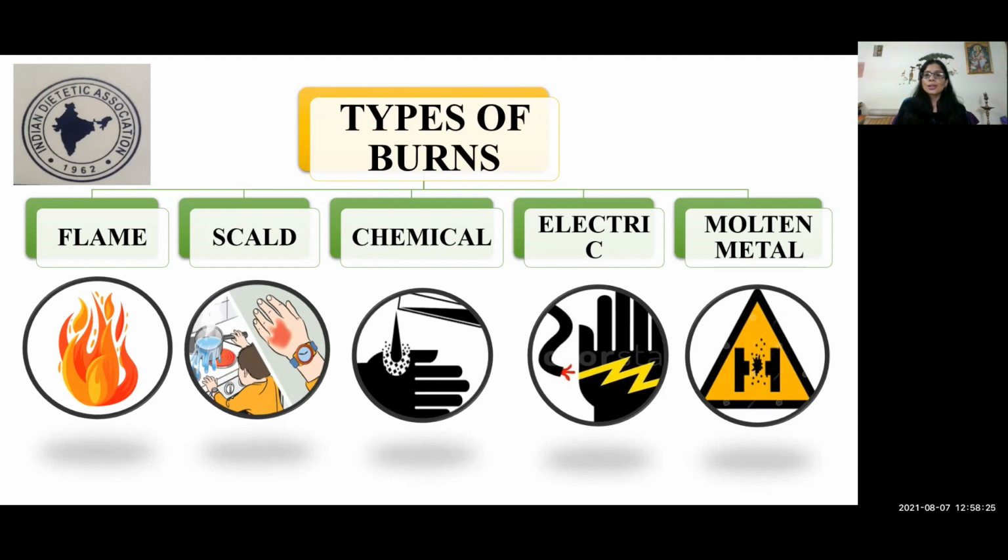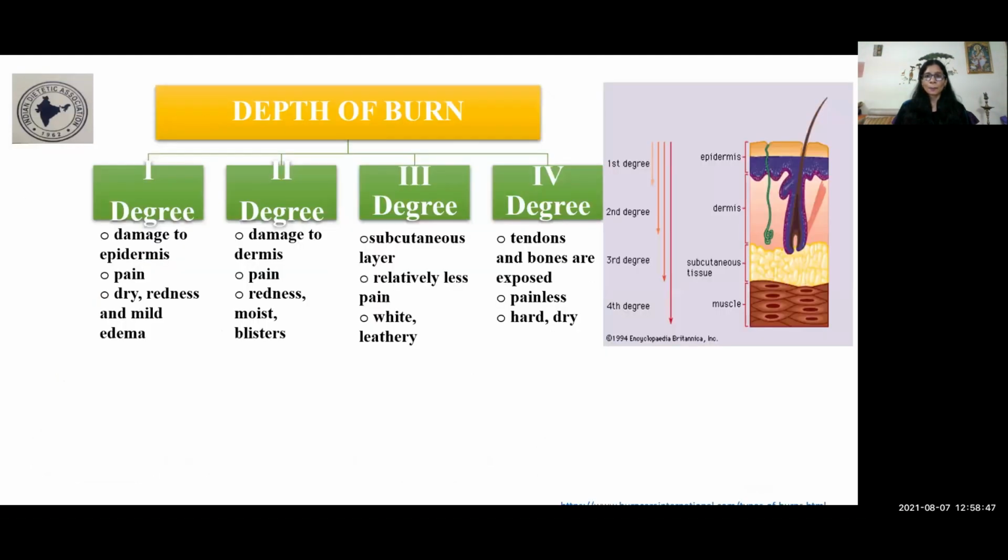The electric burns are related to high voltage power current. Molten metal burns are relevant to industrial and commercial areas where they use liquid metals, which are really hot and high in temperature and can easily damage the skin.